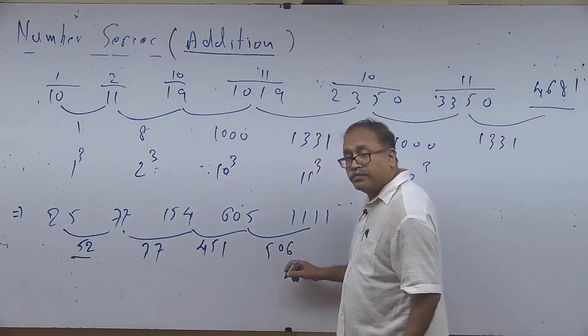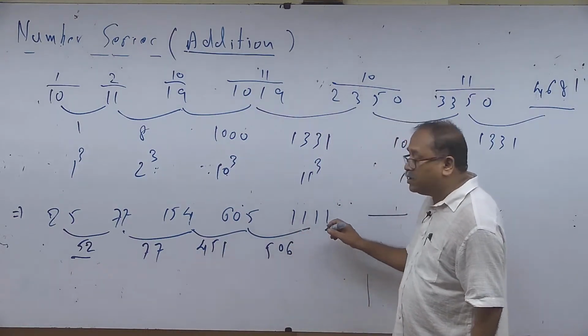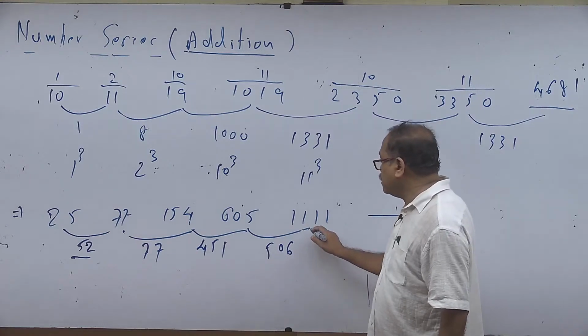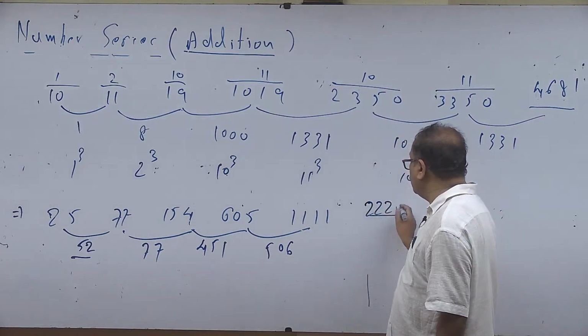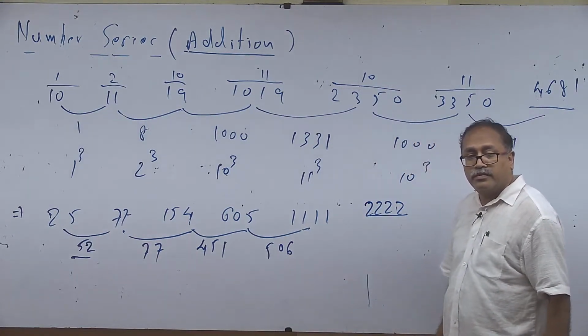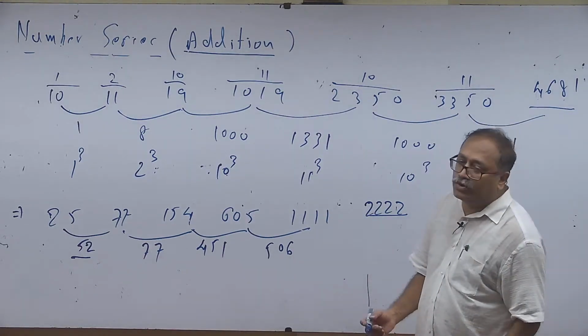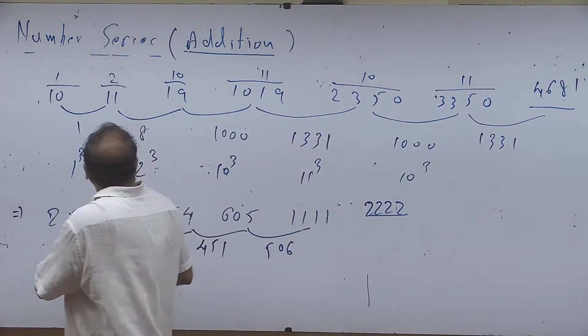to the next number. With the same logic, when I reverse this, the number will remain the same in this case. So this will become 2, 2, 2, 2. That's your answer. Okay. This is about the addition based.